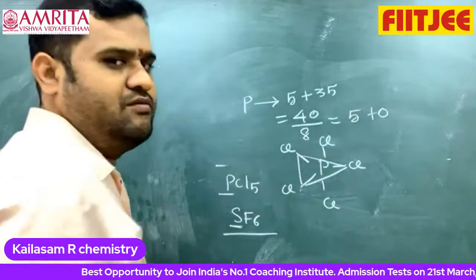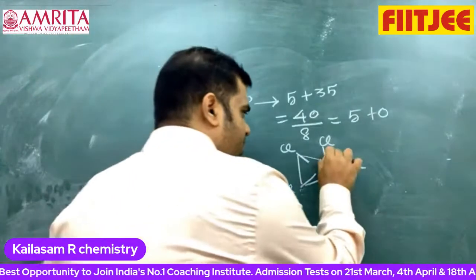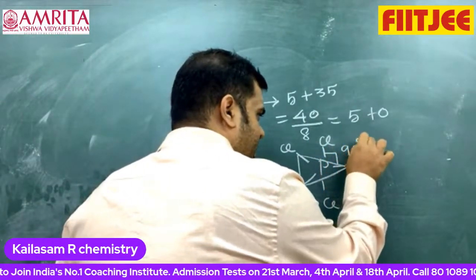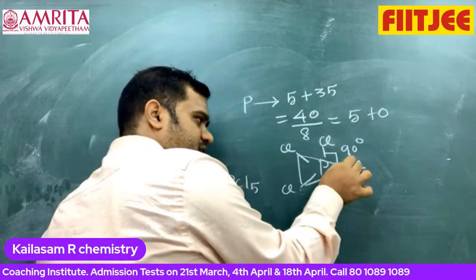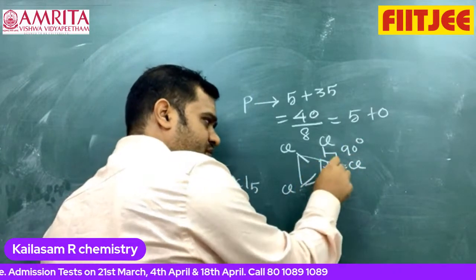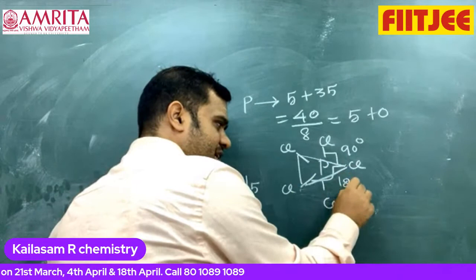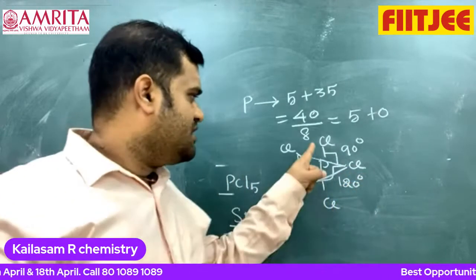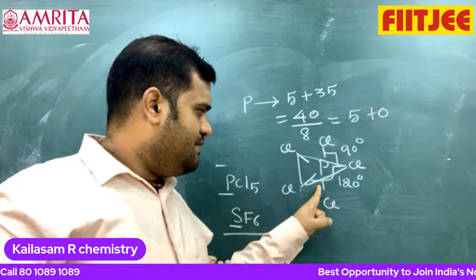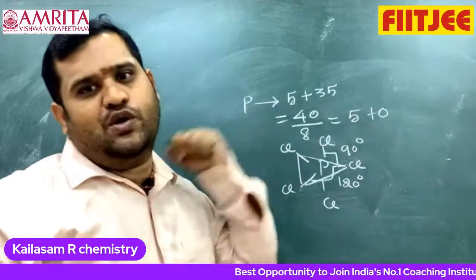That's all. Now, what is the bond angle between these two? 90 degrees. And the bond angle between Cl, E, Cl is 120 degrees. Now we can say these are called axial bonds, and these three are called equatorial bonds.